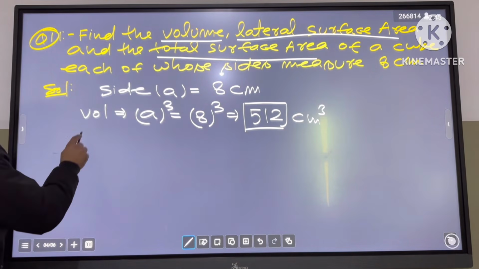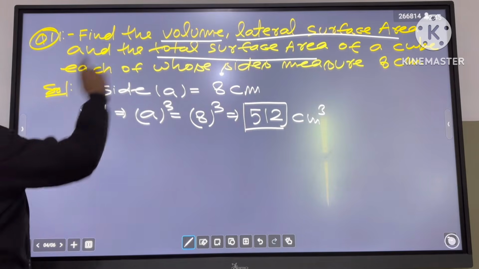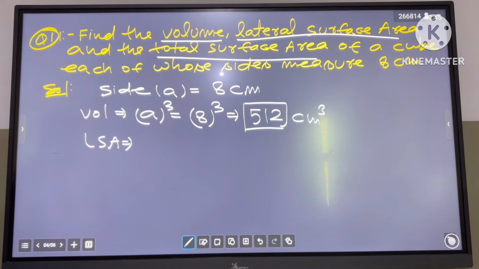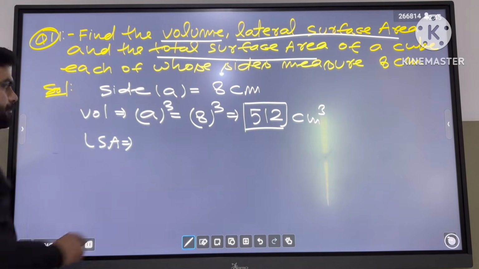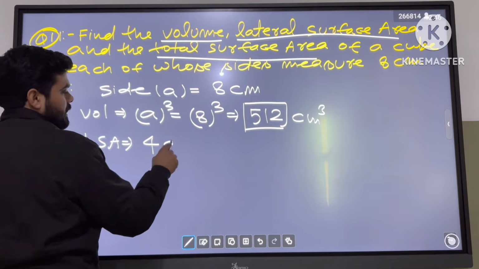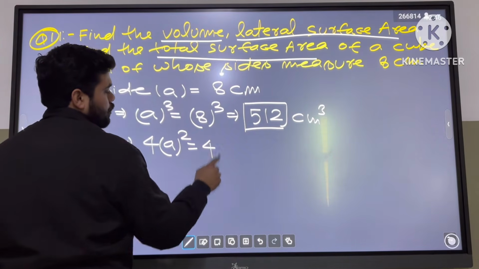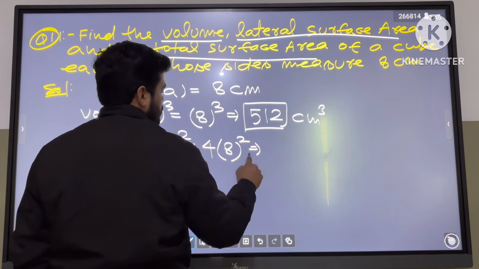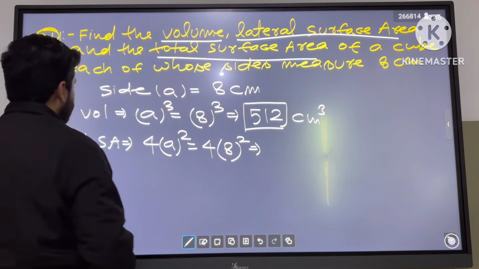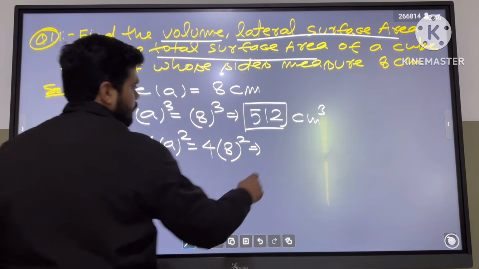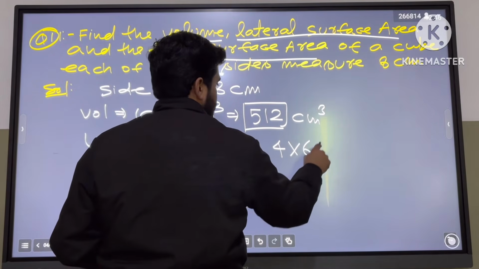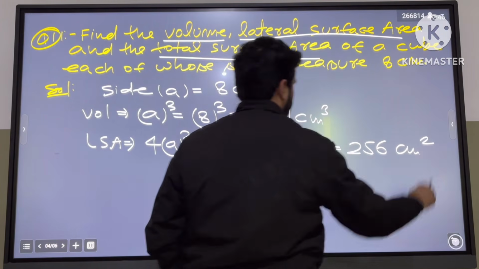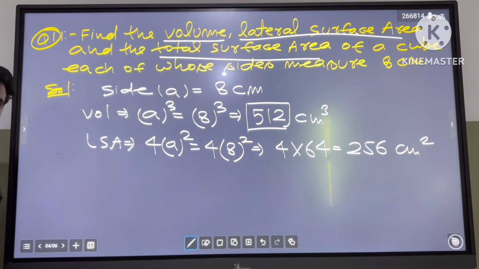And the second one, lateral surface area. What is the formula of lateral surface area? 4a square, 4 into side square. So 4 into side is 8 square. So dear students, the answer of this question, 4 into 64, is 256 centimeter square. So this is the lateral surface area.